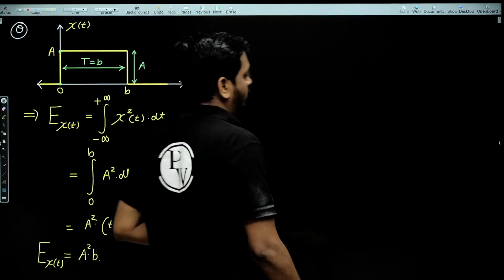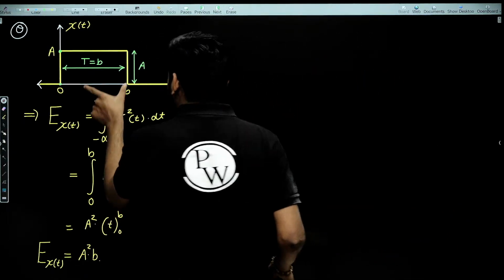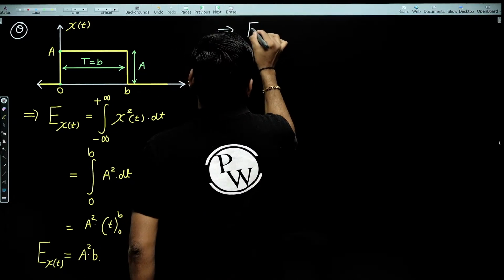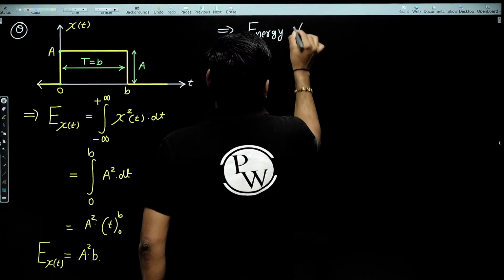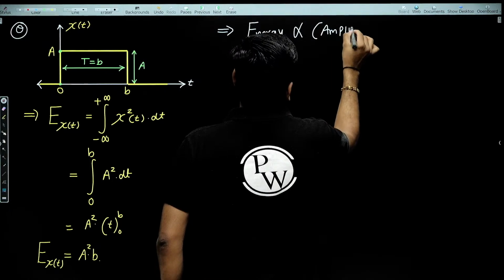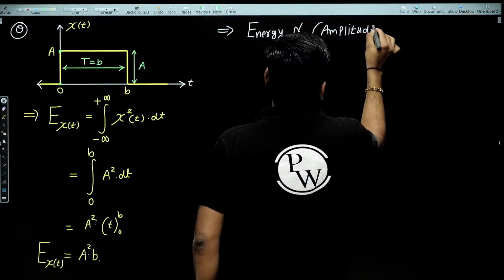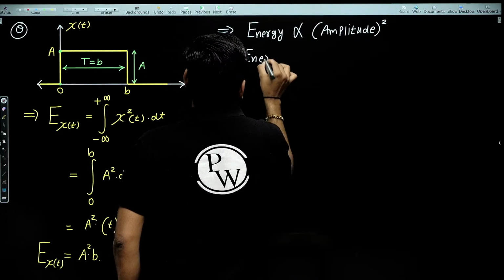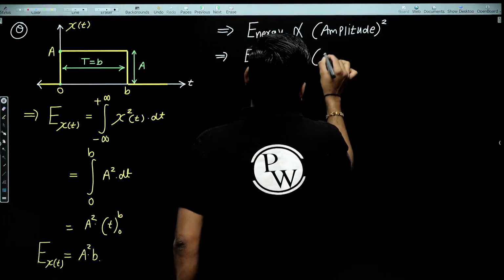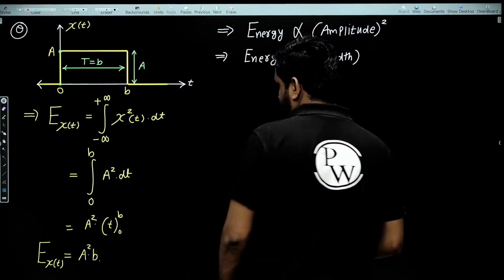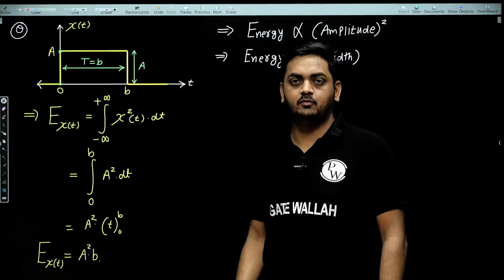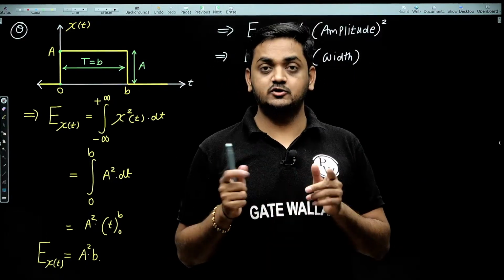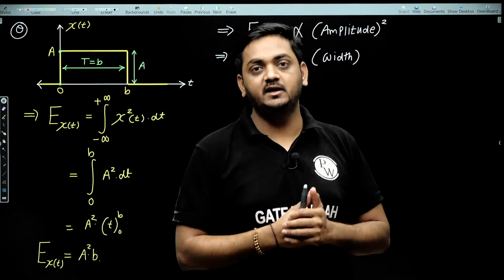Now tell me, can a time shifting operation alter the energy of the given signal? Here you can see, guys, B is nothing but the width, and A is the amplitude. So the important conclusion is that the energy of the given signal is directly proportional to the square of the amplitude, and directly proportional to the width. So if there is a change in width, there is a change in the energy of the signal, and if there is a change in amplitude, there is a change in the energy of the given signal.